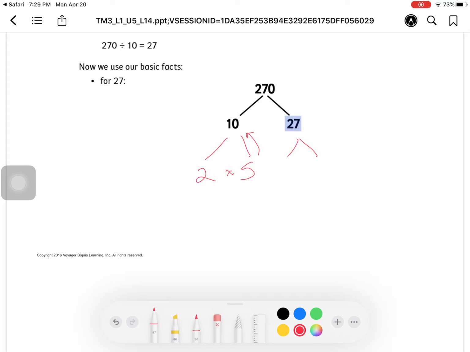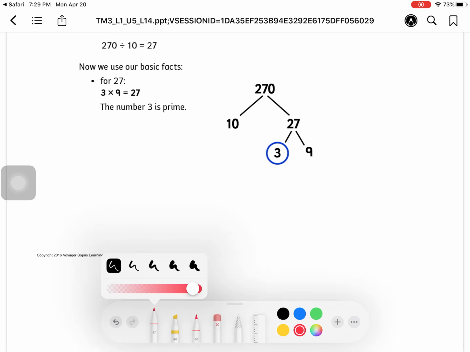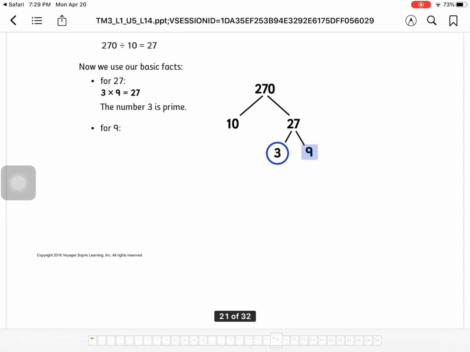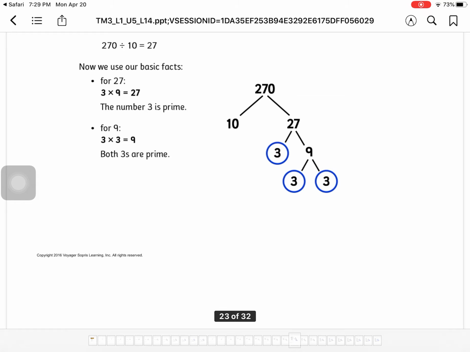And I also know 27 is a basic fact. I know if I take 3 times 9, I'm going to get 27. So there's my 3 times 9 is 27. 3 is prime, but 9 needs to get broken down. And again, there's another basic fact. I know that I can break it down to 3 and 3. And I also know that these 3's are also prime, so then you'll be able to circle those. Now we're all broken down, so all the 3's are prime.